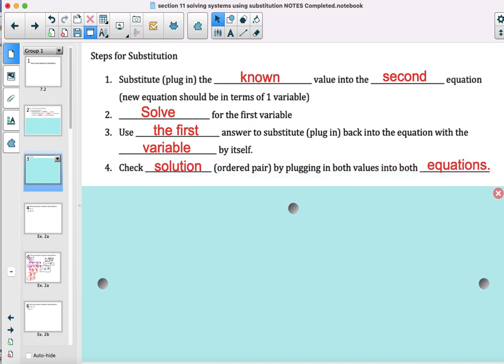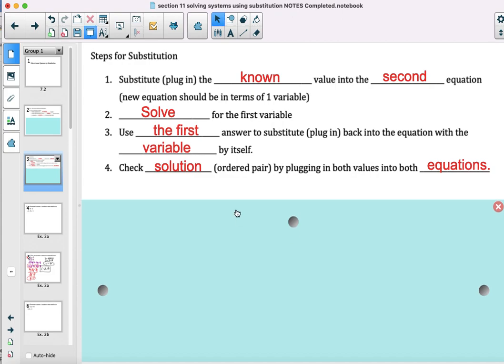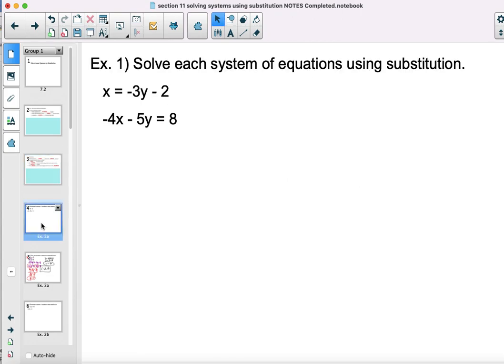And of course, when we're dealing with systems of equations, we should check our solution by plugging x and y back into both equations. So let's go through a few examples, practicing this process.